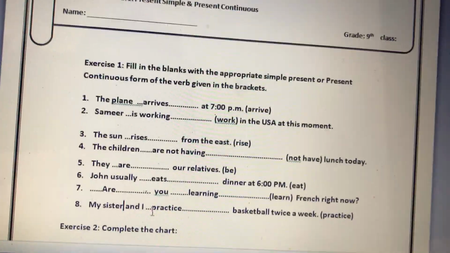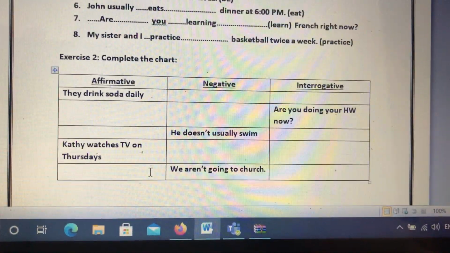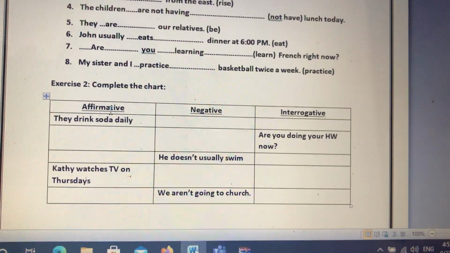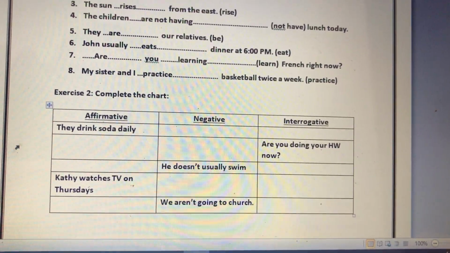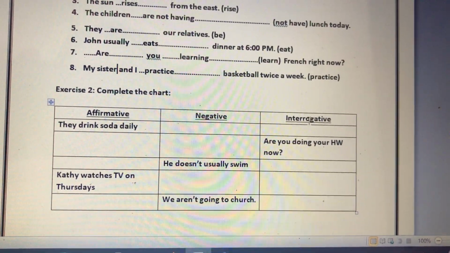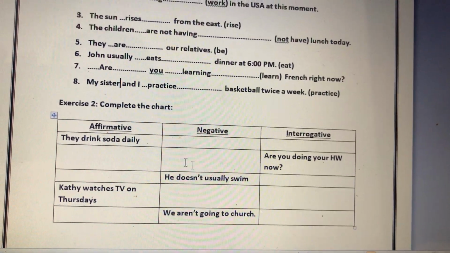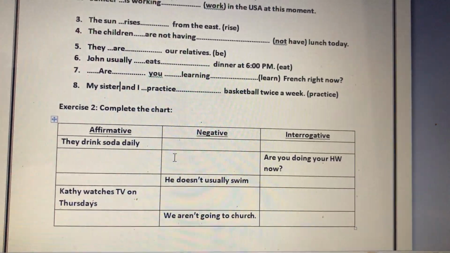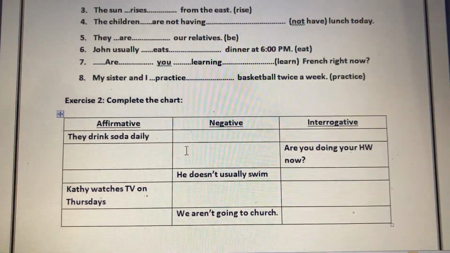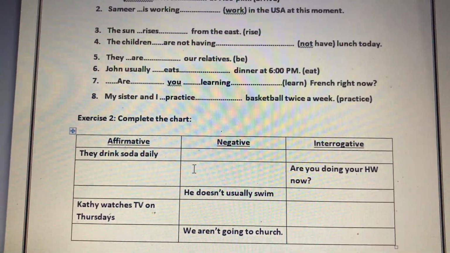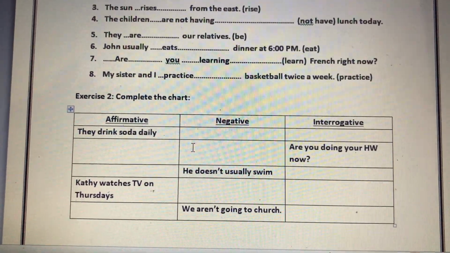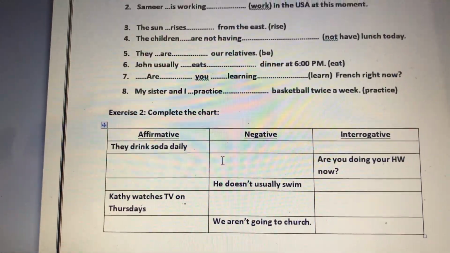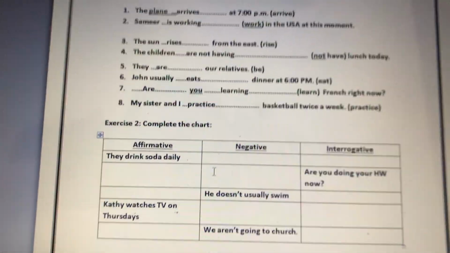Exercise number 2. Let's go to exercise number 2 here. Complete the chart in the affirmative, negative, or interrogative question form. We have a couple of sentences that we have to read and then make them in the appropriate form of English.